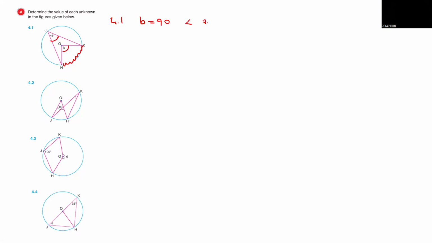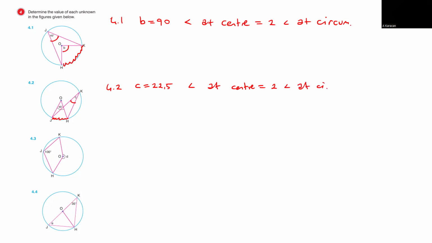Angle at center is equal to 2 times angle at circumference. 4.2, 45 is subtended by JH. It's at the center. C is subtended by the same arc. Therefore, C is equal to half of 45, which is 22.5. Angle at center is equal to 2 times angle at circumference.